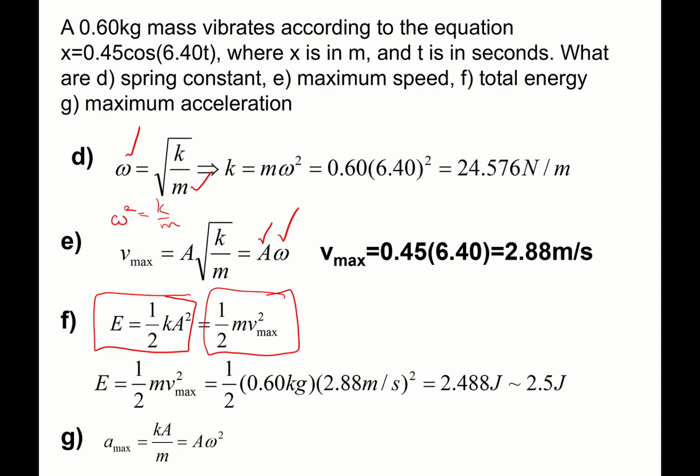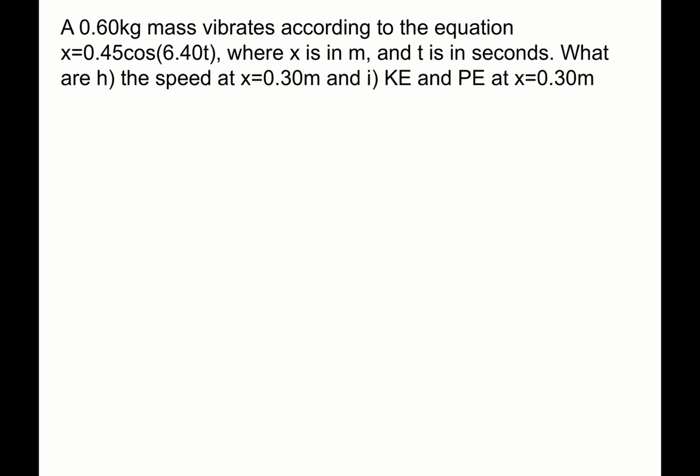What's the maximum acceleration? Maximum acceleration is A times omega squared, or k times A over m. So I put in A times omega squared, and the only reason I chose to do that is because A and omega were given in the problem, so I didn't have to rely on a number I'd calculated. 0.45 times 6.40 squared is 18.4 meters per second squared.